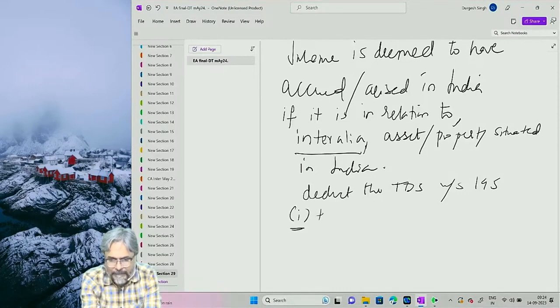Point number one, that Kenya Airlines is a non-resident.